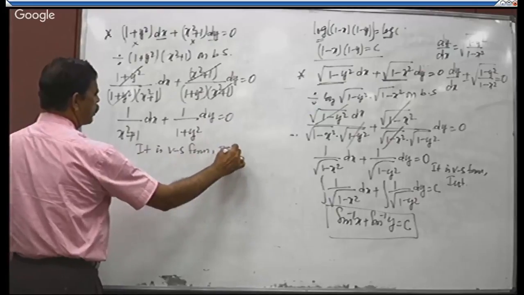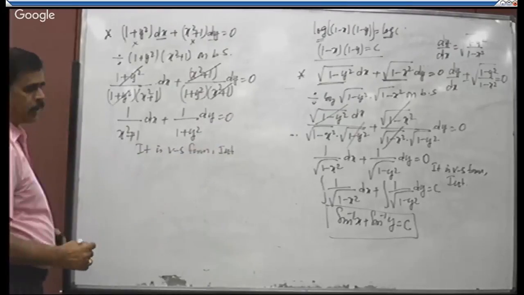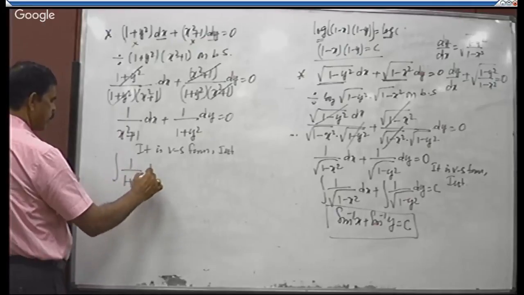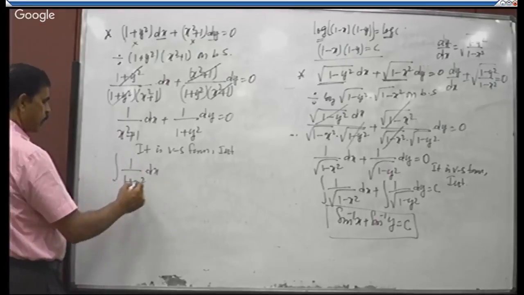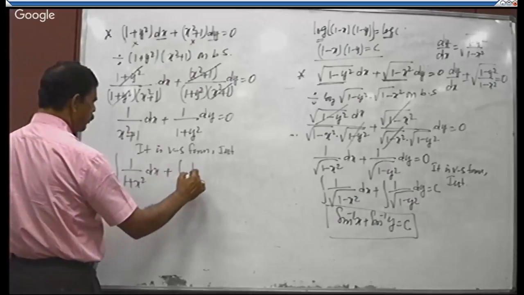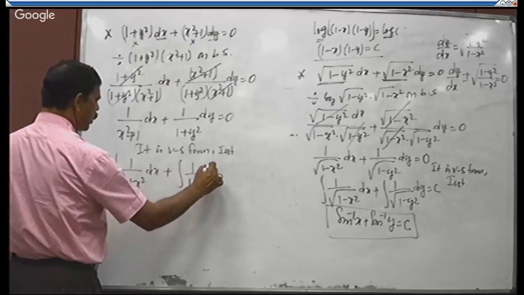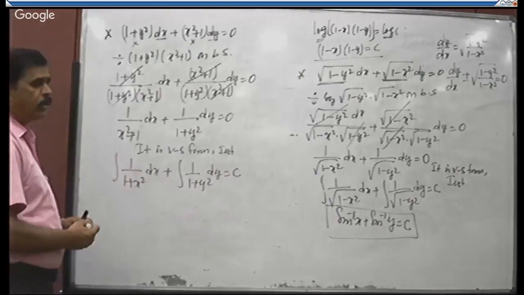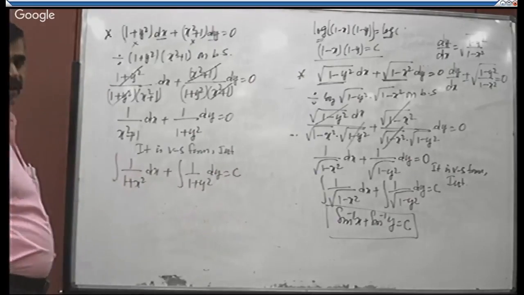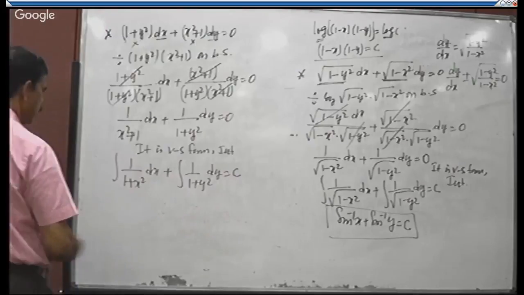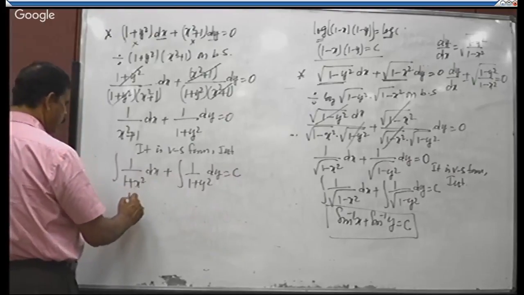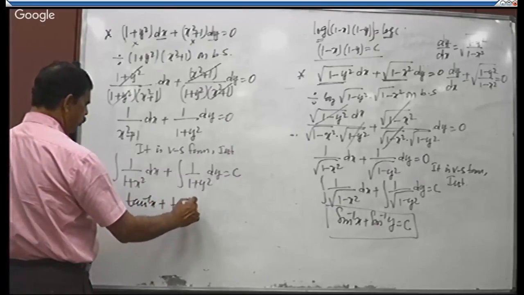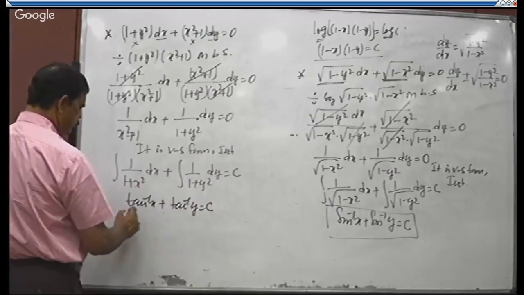Then integrate. This is 1/(1 + x²) or 1/(x² + 1), one and the same. I am taking it into standard form. ∫1/(1 + x²) dx + ∫1/(1 + y²) dy = c. Right? On integrating, what is the integration of 1/(1 + x²)? It is tan inverse x, correct? Plus tan inverse y is equal to c.